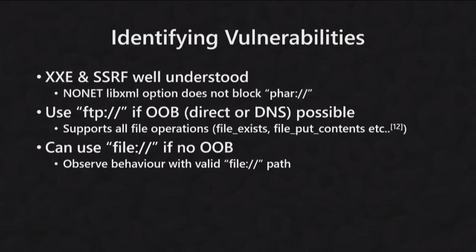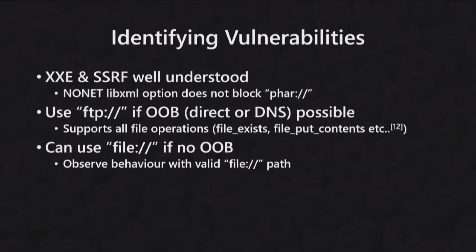The FTP stream wrapper is far better than the HTTP one for detecting this issue because it supports many more operations. If you call file_exists on an HTTP URL, that will do nothing and just return false. But if you call file_exists with an FTP URL, it will go out and connect to the FTP server. I'll demonstrate that with one of the issues, it's quite an easy way to try and detect these issues in a black box scenario.